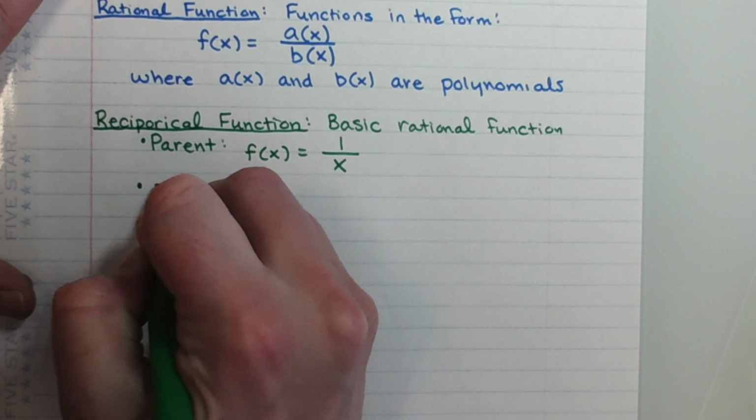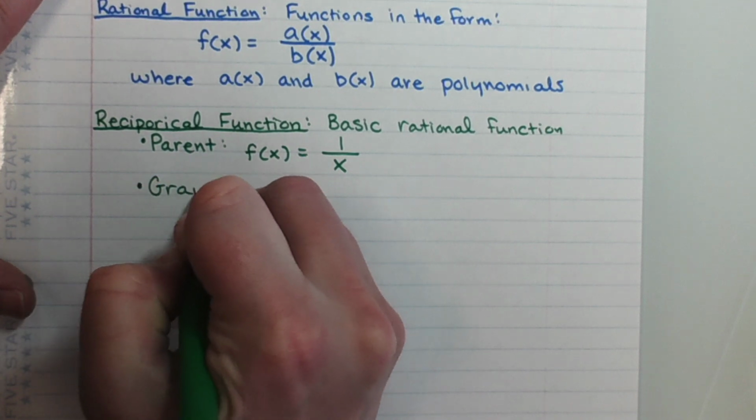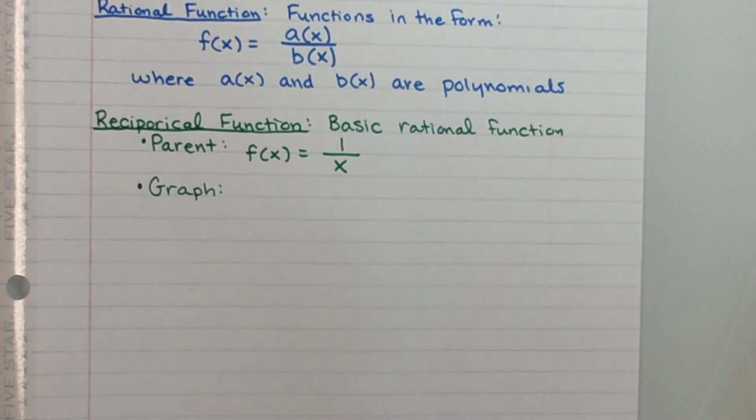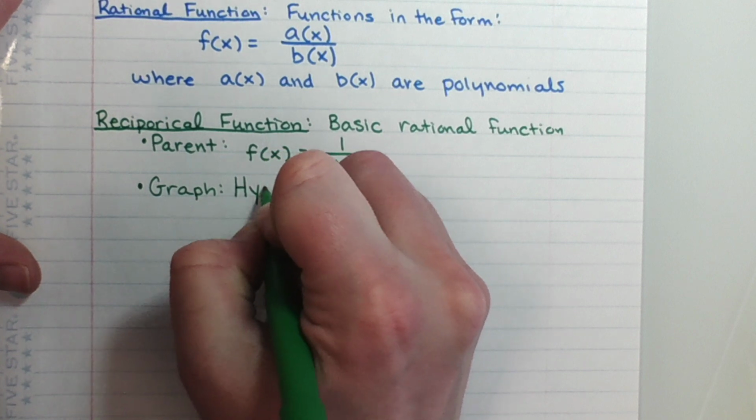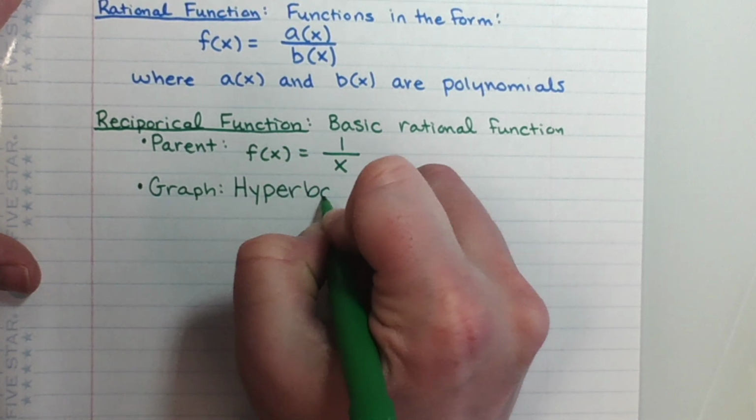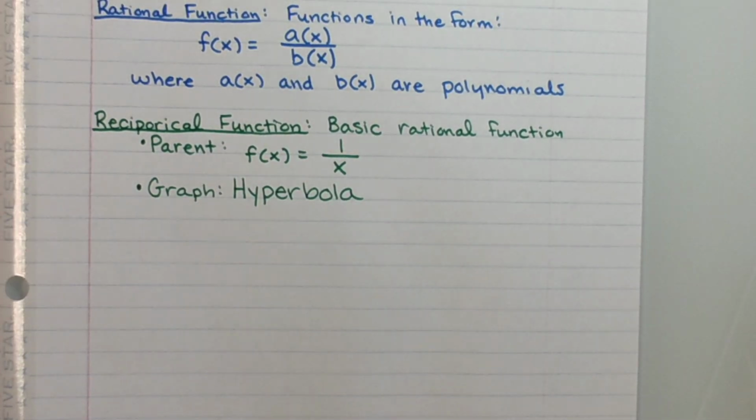When we talk about these reciprocal functions, their graph has a name. Similar to linear functions are lines, quadratic functions are parabolas, reciprocal function graphs are hyperbolas. And a hyperbola almost looks like two parabolas that are kind of crooked and on the same graph together.